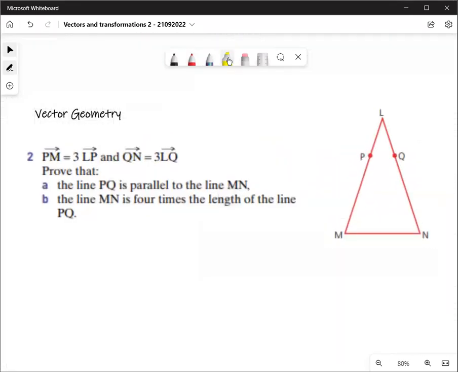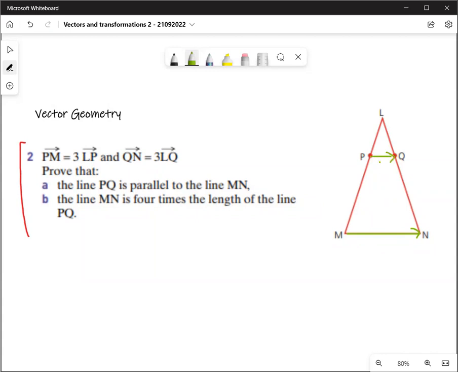Now, Anas, read the question. Prove that the line... Okay, now let's stop. What we have to prove is that line PQ is parallel to line MN. Now where is line MN first? Manvi, tell me. MN is at the bottom. This one, M to N. Okay, yep. Where's PQ? PQ is at the top, yeah.